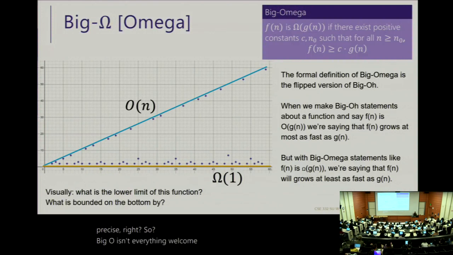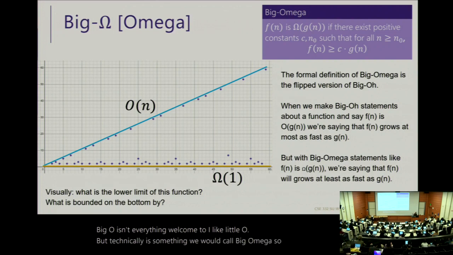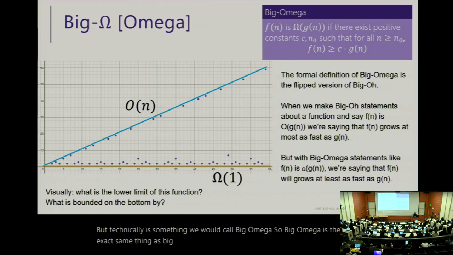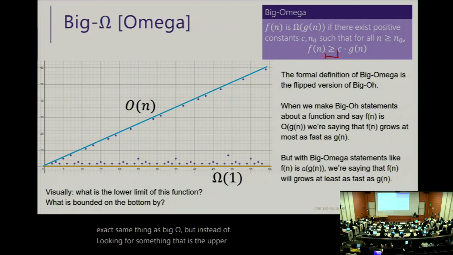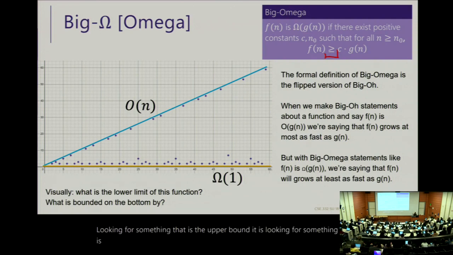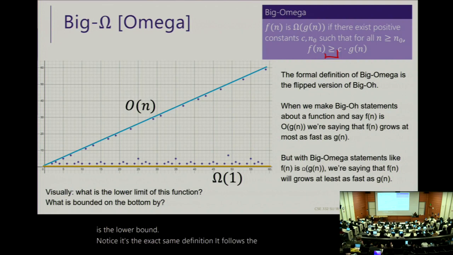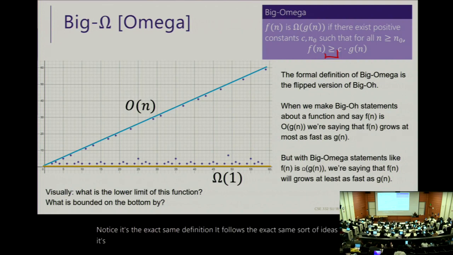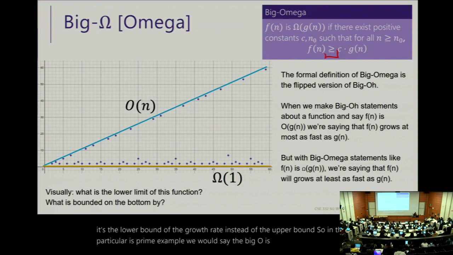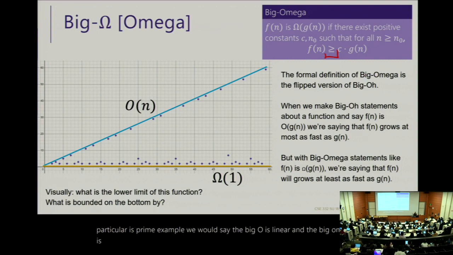Welcome to, I like little o, but technically it is something we would call big omega. So big omega is the exact same thing as big O, but instead of looking for something that is the upper bound, it is looking for something that is the lower bound. Notice it's the exact same definition. It follows the exact same ideas, but it's the lower bound of the growth rate instead of the upper bound. So in this particular is prime example, we would say the big O is linear and the big omega is constant. One more definition for y'all.